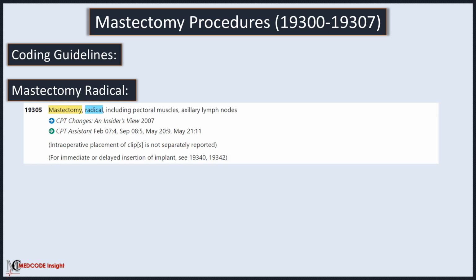Code range 19305 to 19307 describes radical procedures that include total removal of ipsilateral breast tissue, including the nipple, for the treatment of breast cancer, and excision of pectoral muscles and/or axillary or internal mammary lymph nodes. Code 19305 involves the removal of the entire breast, including pectoral muscles and axillary lymph nodes.